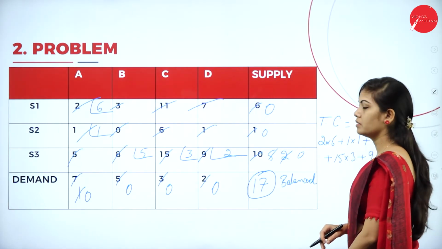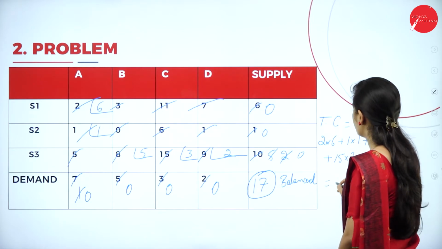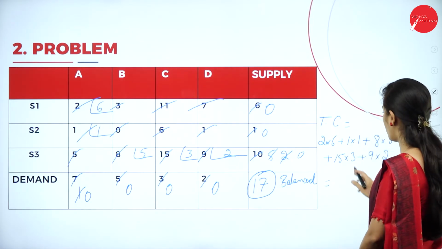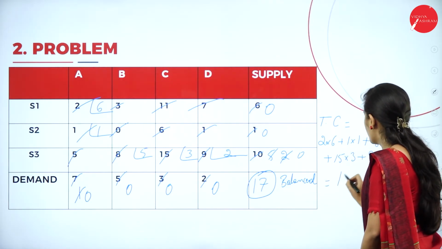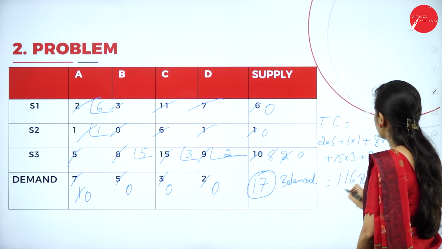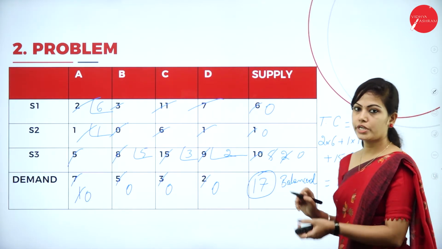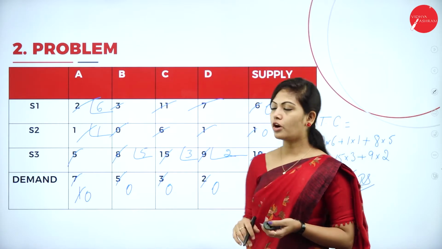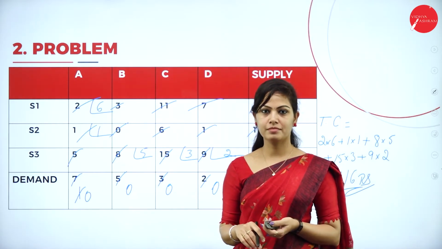You can find the transportation cost. So the total transportation cost is 116 rupees. So this is your total cost in the northwest corner method.